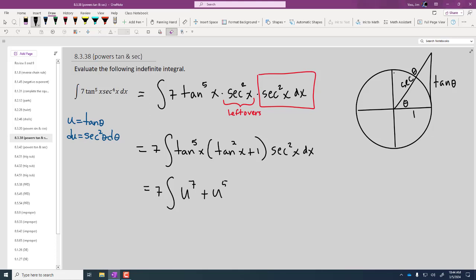And then secant squared of x dx, that should be an x, not a theta. This is going to be a du. So these are dx's, not d thetas.